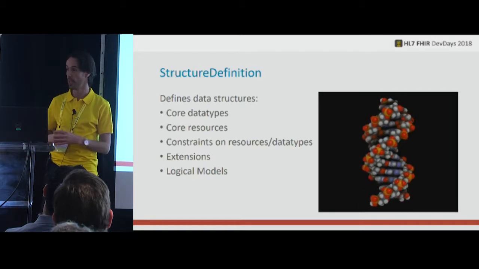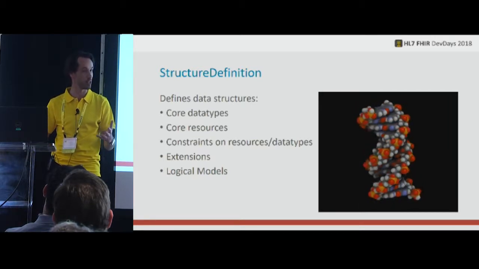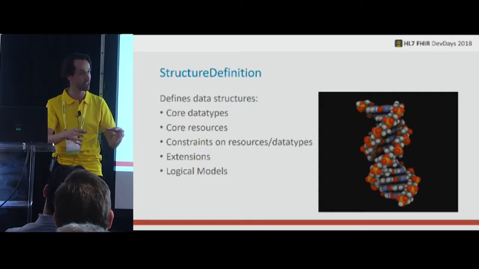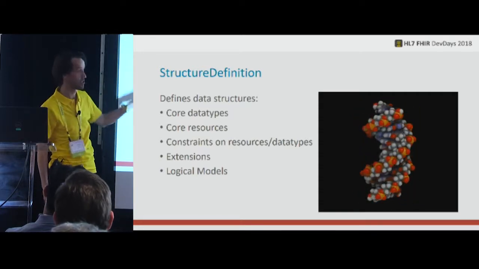Now you can create a US patient. So that's what Argonaut did. They took the standard patient, they constrained that to US specific constraints, and they did it by means of a structure definition.